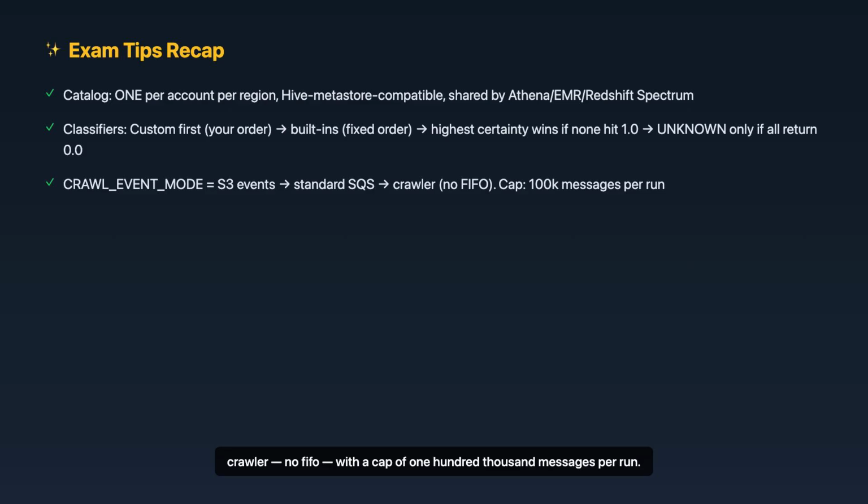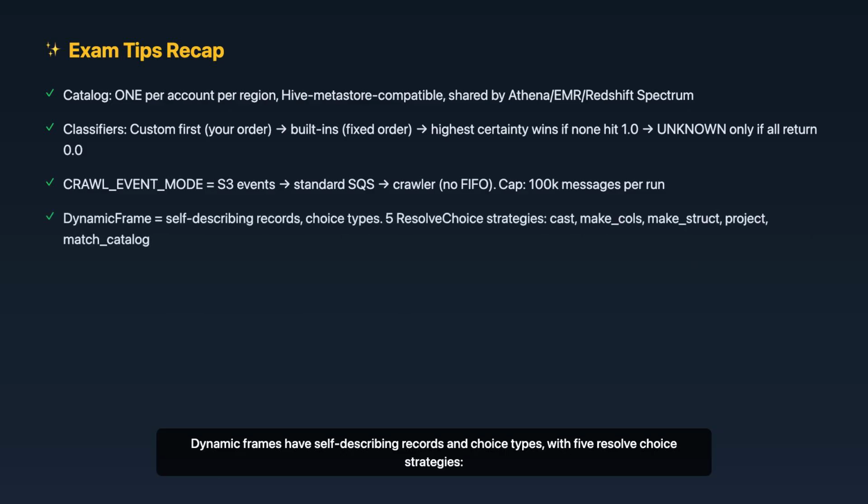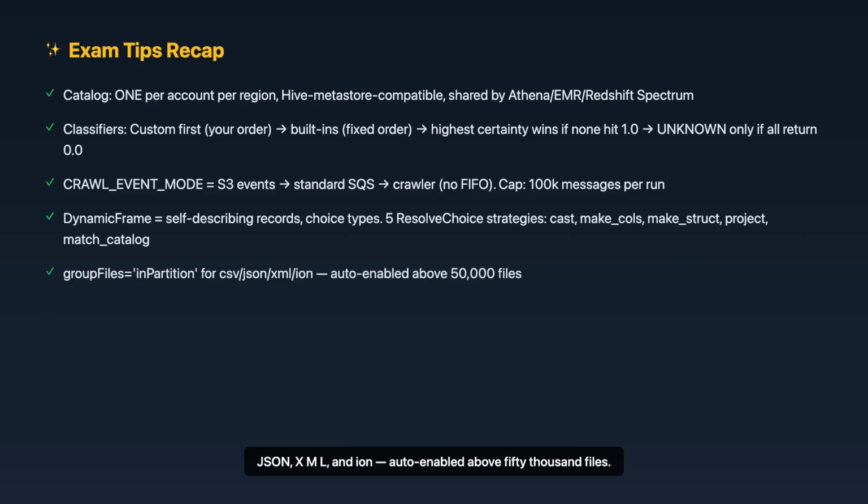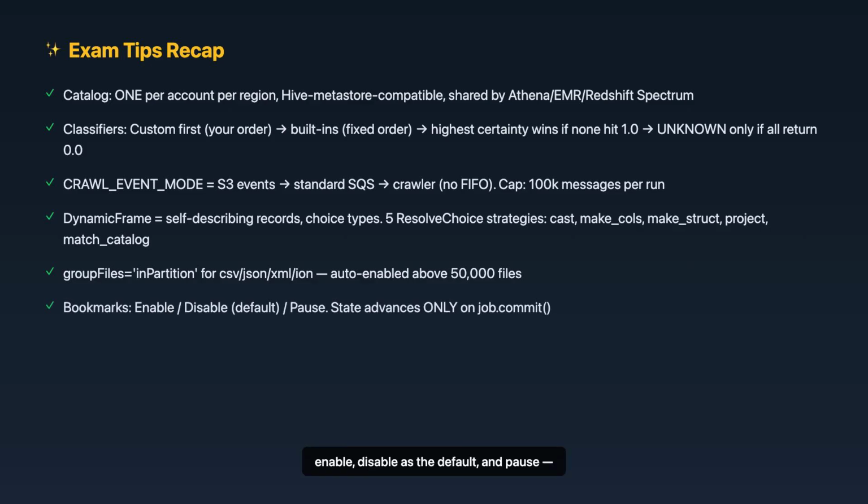messages per run. Dynamic frames have self-describing records and choice types, with 5 ResolveChoice strategies: cast, make_cols, make_struct, project, and match_catalog. GroupFiles in partition fixes small files for CSV, JSON, XML, and ION, auto-enabled above 50,000 files. And bookmarks come in 3 modes: enable, disable as the default, and pause, with state advancing only when job.commit runs at the end of your script. Lock those 6 down and you're solid on the Glue portion of the exam.